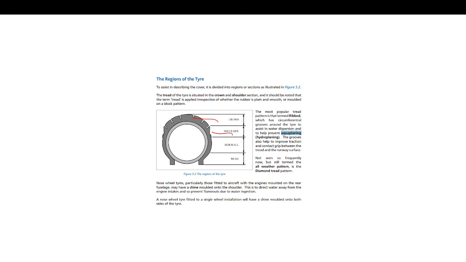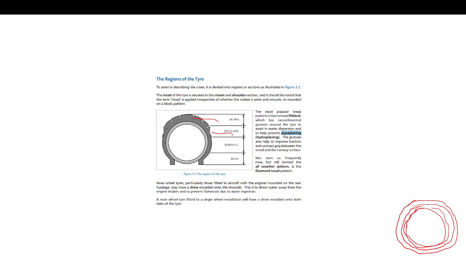And it should be noted that the term tread is applied irrespective of whether the rubber is plain and smooth or molded on a block pattern. The most popular tread pattern is that termed ribbed, which has circumferential grooves around the tire. See, circumferential means, what does it mean? This is the tire. So what type of tread we are having on the tire? Circumferential.